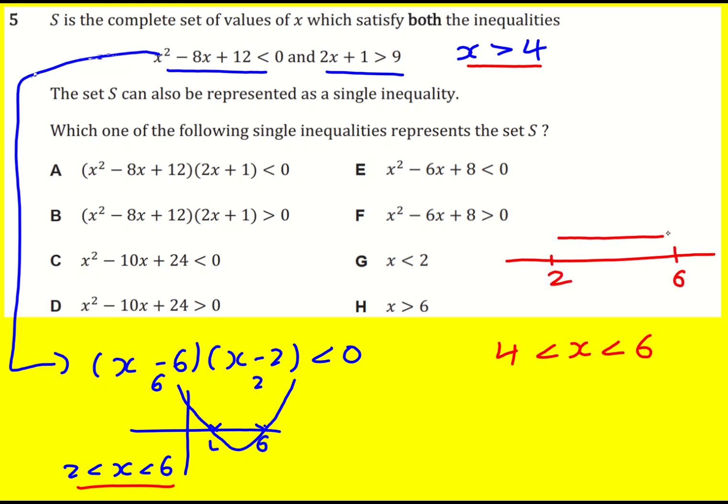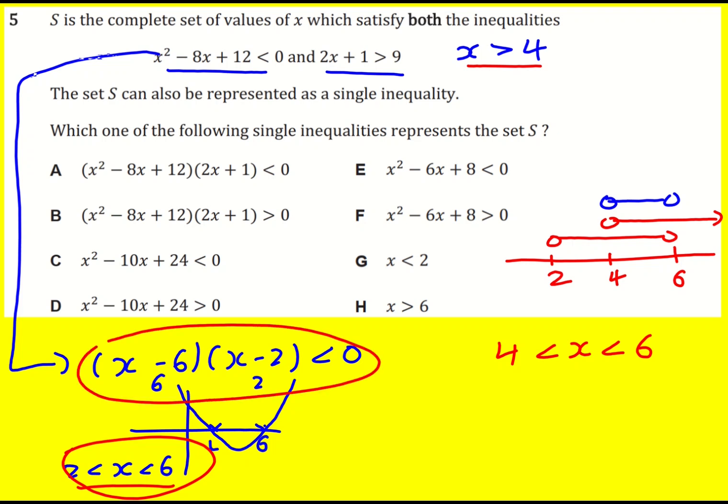one of the inequalities looks like this, and then the other one is like that. So I'm looking for the region where they're both valid, which is this 4 to 6. So that is our answer, but that is not in the answers. So we've got to think, is there any one of these answers that is equivalent to that? And think back to how I just got that 2 to 6.